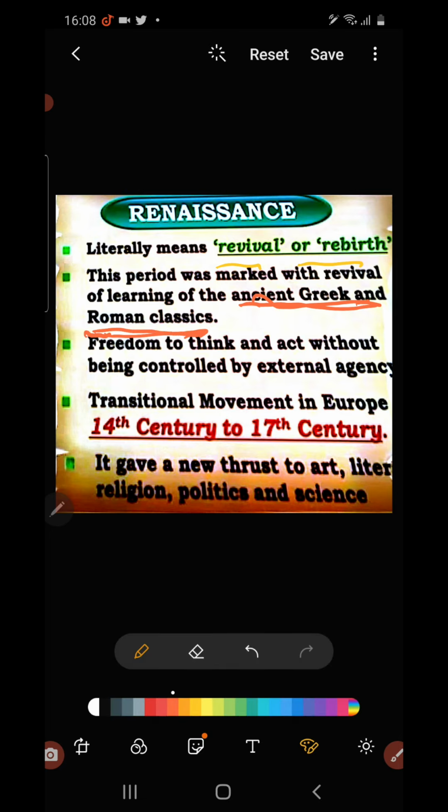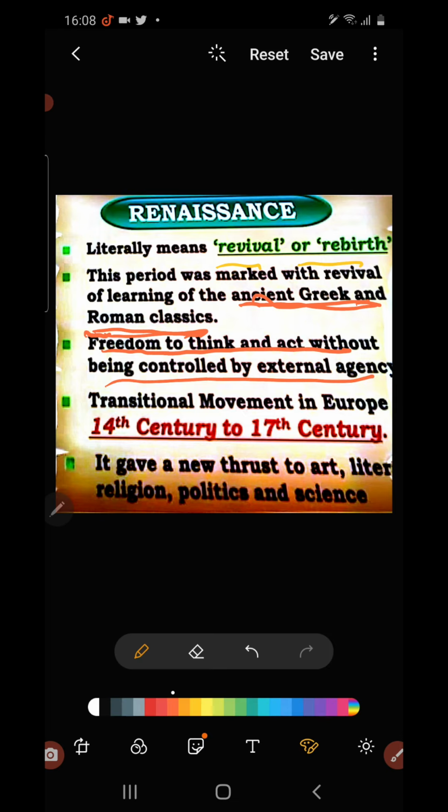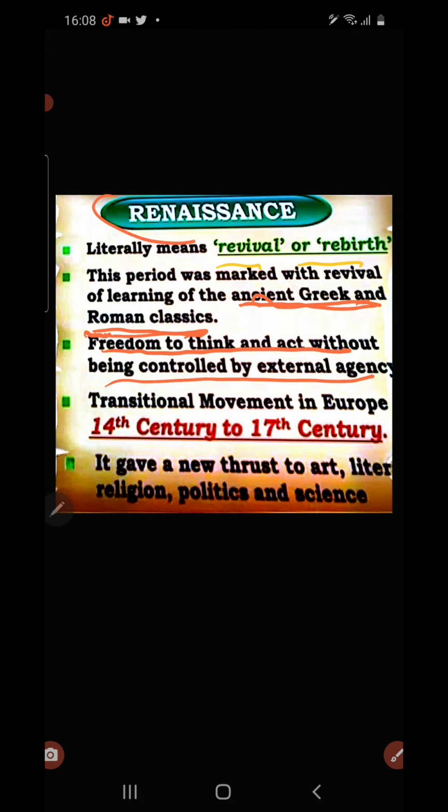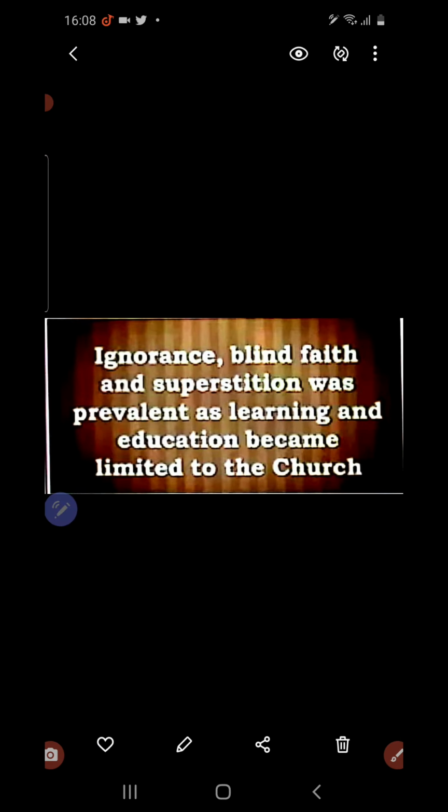All these changes took place: freedom to think and act without being controlled by an external agency. People understood that we are not people to be controlled by the church. Nobody can control our way of thinking and our ideas. So they started thinking freely. This overall change which took place in Europe can be called the Renaissance. Now you must have got an idea about the Renaissance. Now let us start discussing the chapter.